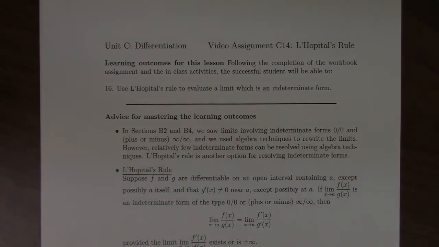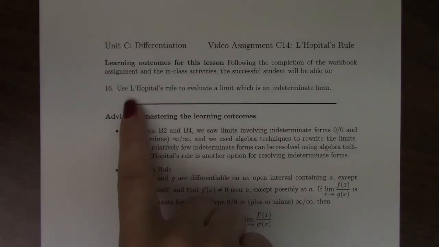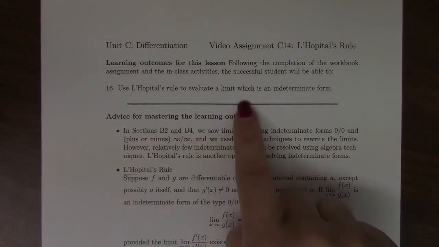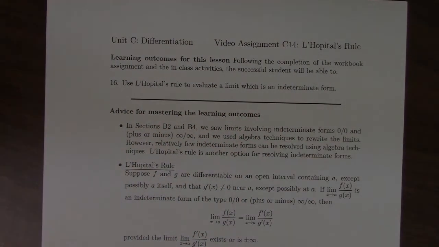So today's section, in the last unit in section C that we're going to go over, is L'Hopital's rule. What we saw in the only learning outcome for this lesson is using L'Hopital's rule to evaluate a limit which is in an indeterminate form.